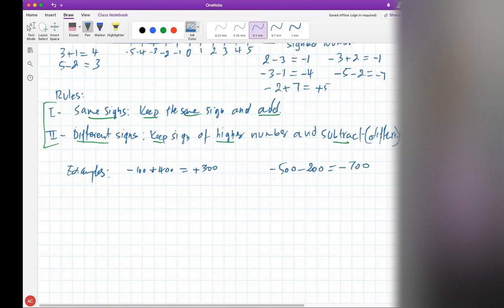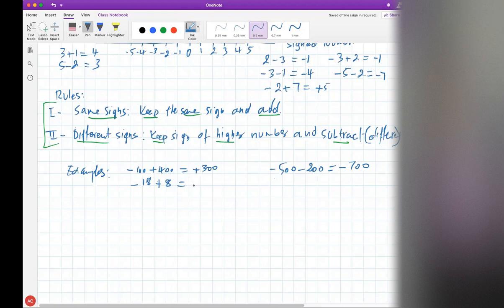So this can be done again without the number line because that's the rule. This is the pattern that we saw here with the number line. What about, let me give you another example. Negative 18 plus 8. What is this equal to?